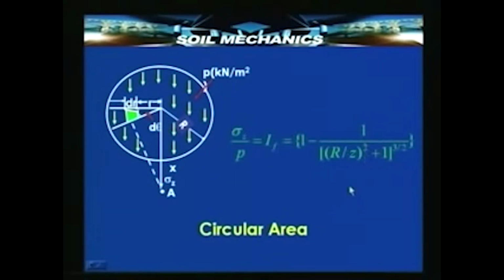For different values of r by z, we know therefore what the corresponding influence factors are, or rather, for a given influence factor, we would know what the r by z values are which correspond. Obviously, for the same influence factor, there will be several r values and several corresponding z values which will give the same r upon z ratio.